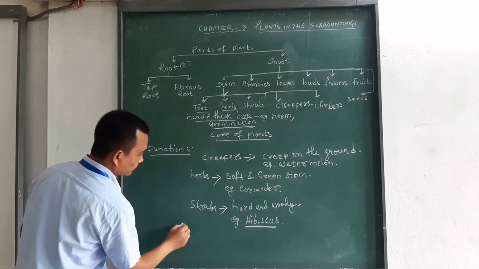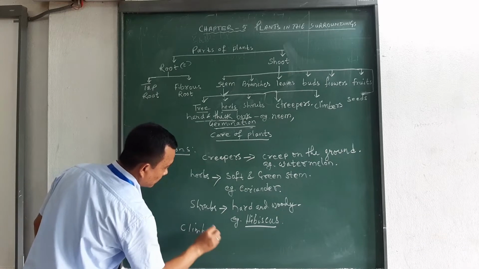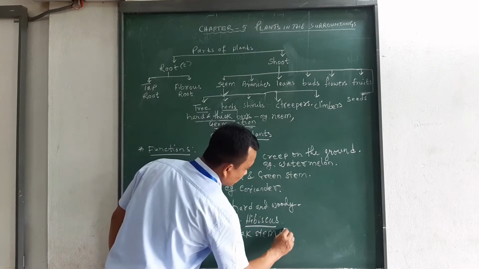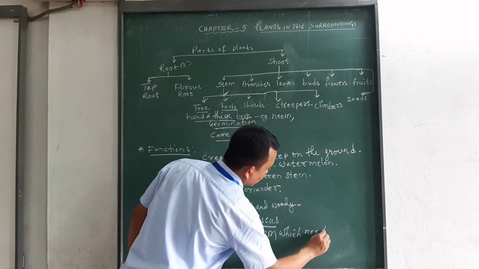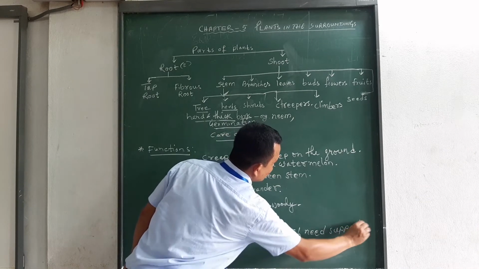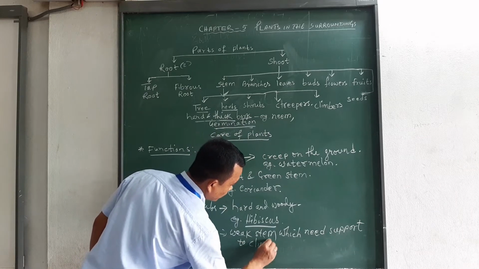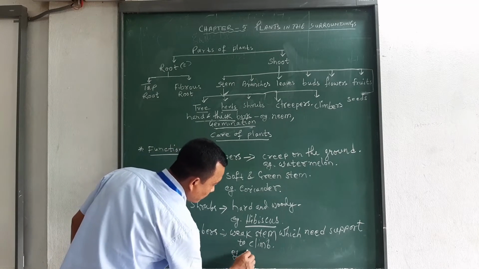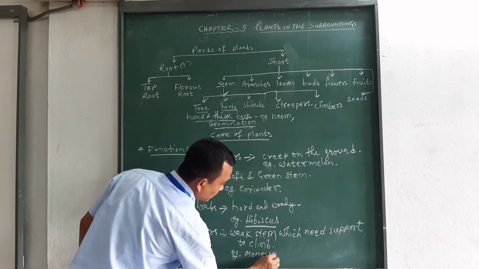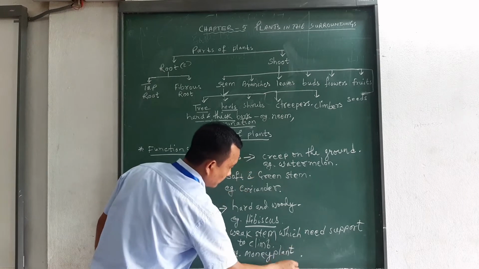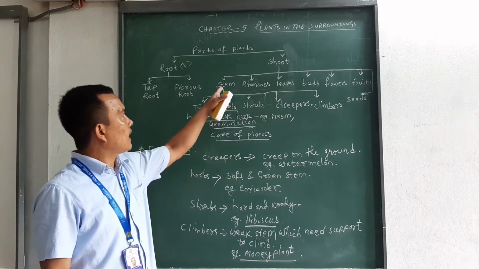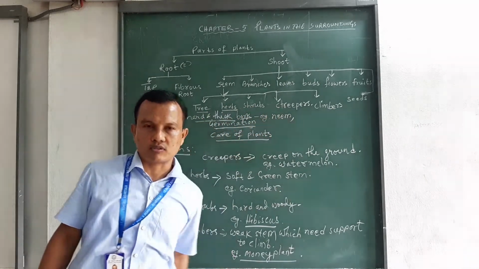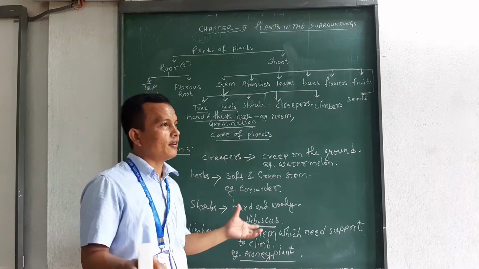Climbers are big stems. Let me write here. Climbers are big stems which need support to climb. Alright. So example you can give, money plant. Very common money plant. It's a very beautiful plant. So we have got under the stem: tree, herb, shrubs, creepers and climbers. So they have different sizes and different stems.